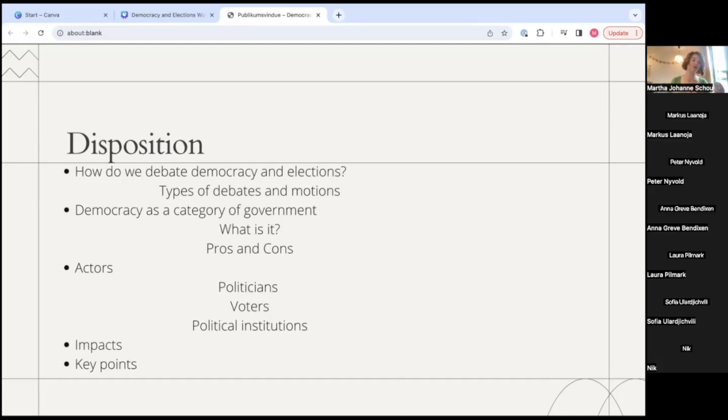Then I'm going to go into some key impacts that we typically want to measure when we have debates about regime types and democracy. And then at the end, I'm going to mention some key points. And then there'll be time for questions at the end. But if there's anything burning in your minds, please do not hesitate to use, I think Zoom has a little hand feature or unmute or whatever fits best for you.